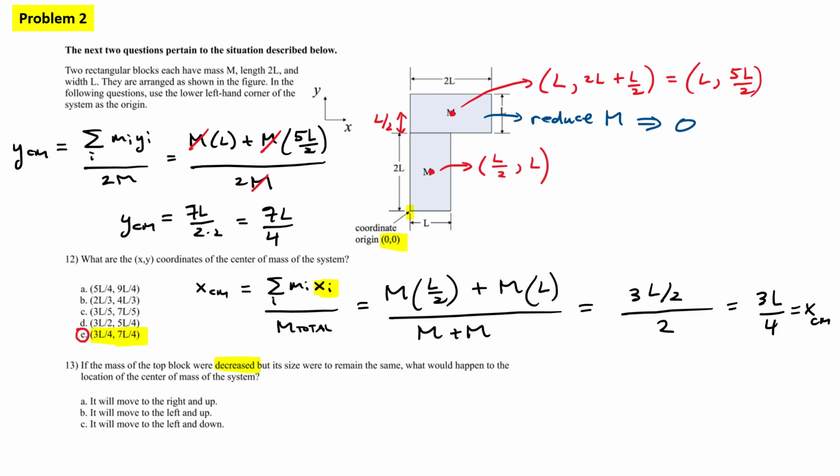What happens? The center of mass of the system would then be right here. And its initial position actually is right here. It's 3L over 4, somewhere over here. It's probably right around here initially when I don't decrease this mass. But if I reduce that mass to 0, you see it's shifting here. It's shifting down, and it's shifting also to the left. Right? So in this case here, the best choice would be choice C right here.